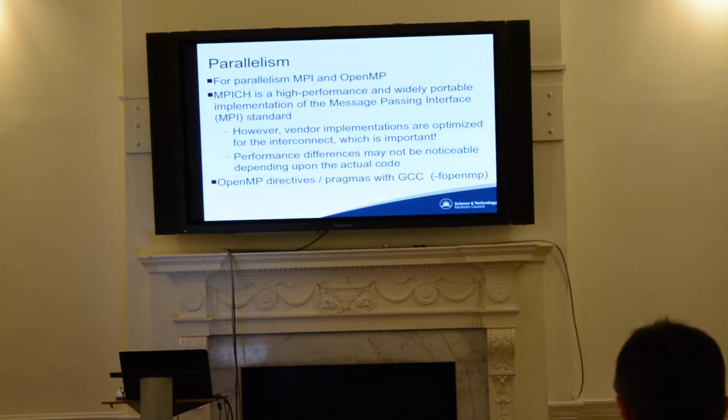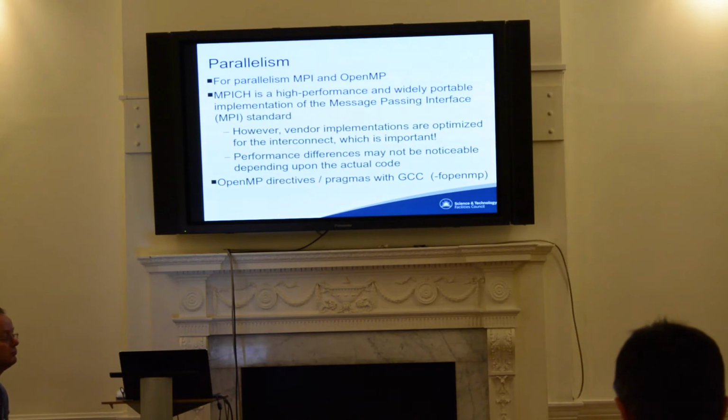In addition to MPI, we have shared memory parallelism, which is usually implemented with OpenMP, and again that's available in GCC by just specifying the -fopenmp flag, and of course with that you can use all the directives to use shared memory parallelism.